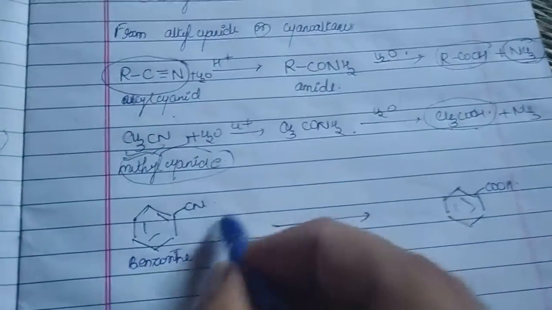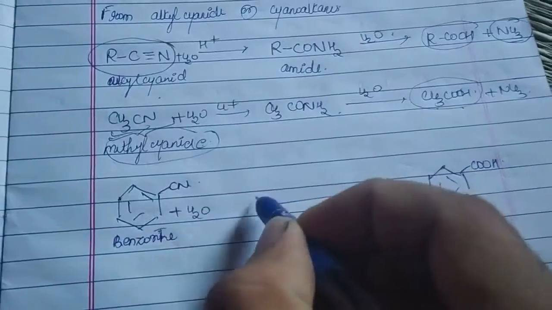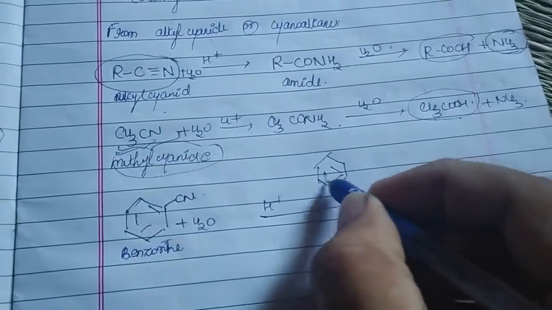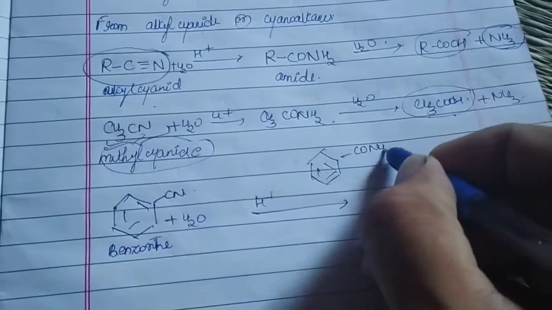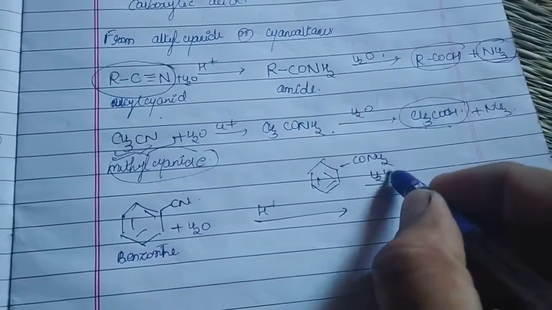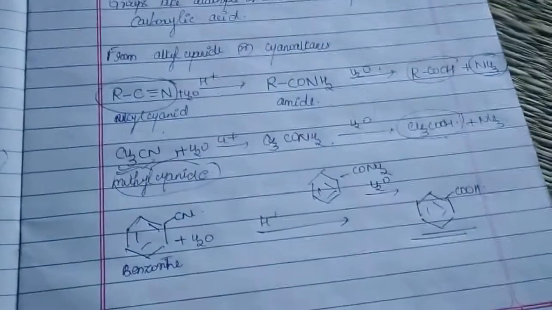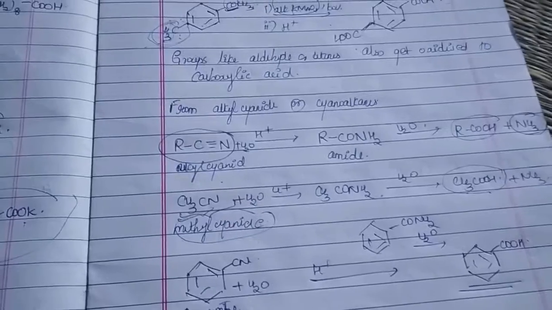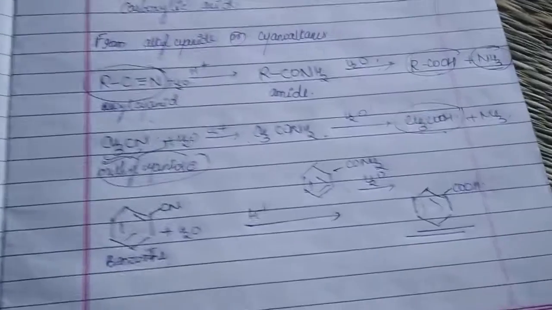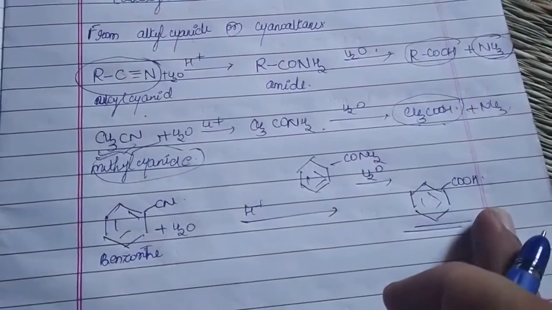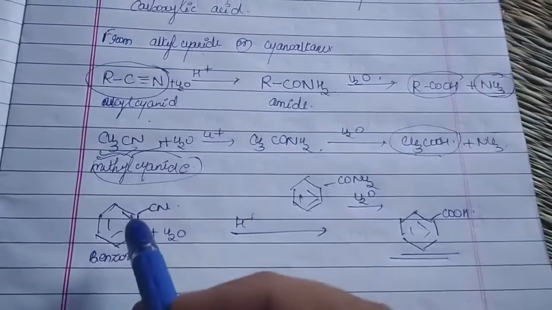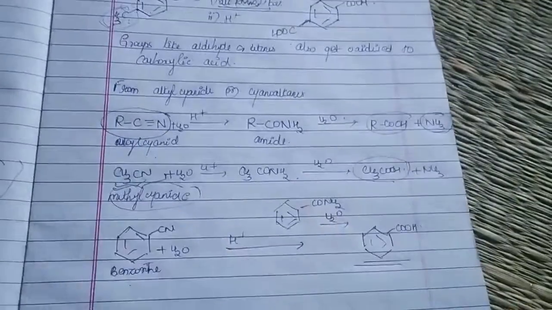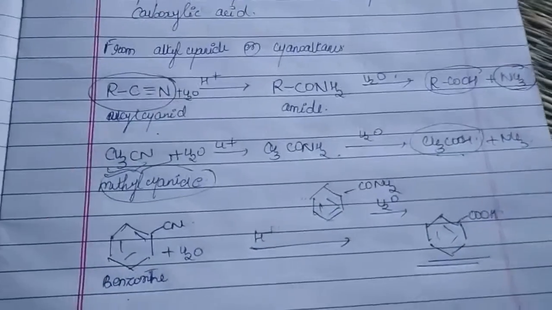The same funda. First you treat this one with acid hydrolysis, H+. First what you get is benzamide, CONH2, which on further hydrolysis gives you the benzoic acid. Can you see the difference? From alkyl benzenes we also found benzoic acid by using alkaline KMnO4. Here we are preparing benzoic acid from benzonitrile. Product is same, but in both the cases, the reactants were different.